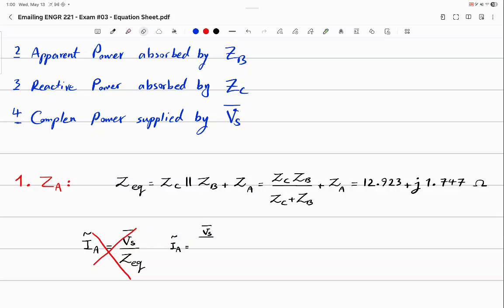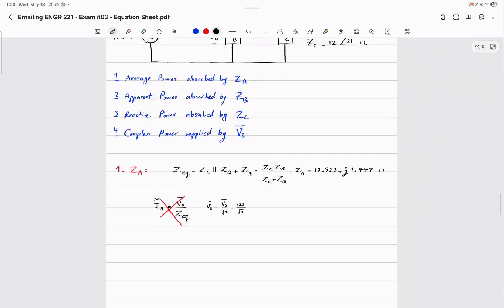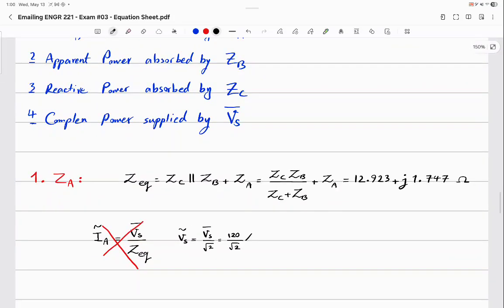Vs, or I can write like this, Vs tilde is equal to Vs bar divided by root 2, which is equal to 120 divided by root 2. What is the angle? 0. And then I will write the unit as VRMS. That is my RMS phasor.